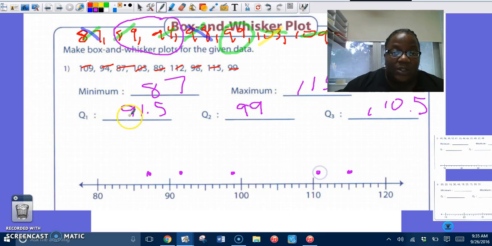So now, remember, the first thing that we do is draw our first whisker. The first whisker connects the minimum to quartile 1, 87 to 91.5. That's a whisker. And then we would connect the first quartile to the second quartile as a box.